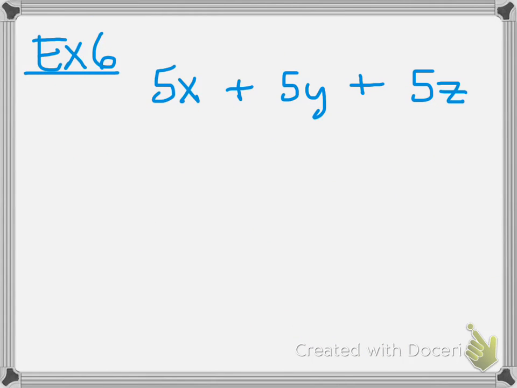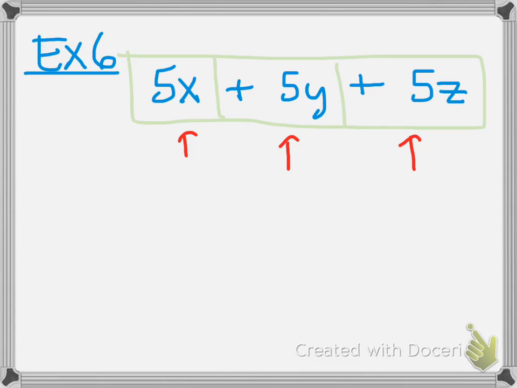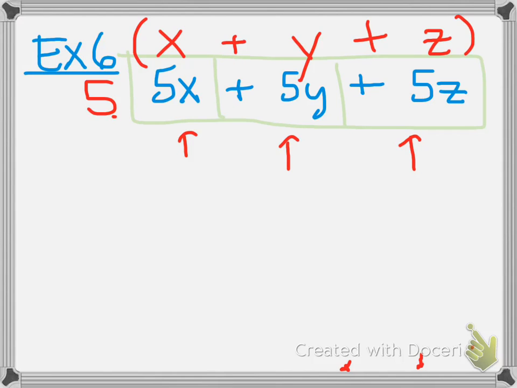Okay, example 6 is 5x plus 5y plus 5z. So what you're going to do is make a box around the whole thing and separate it into the 3 parts. Then find a number that goes into all 3 of these. The number that goes into all 3 is 5. Now these are multiplication boxes, so we need to know 5 times what gives us 5x. That would be x. Plus 5 times what number gives us 5y? This would be y. Plus 5 times what number gives us 5z? So z. So this part goes in parentheses and the 5 goes outside. So the answer is 5 parentheses x plus y plus z.